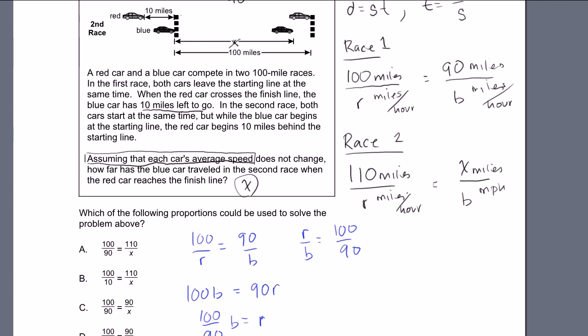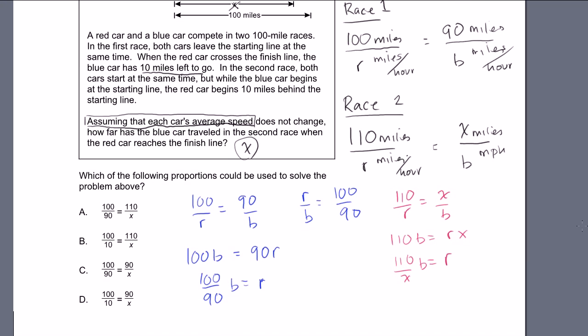Now, can we do the same thing here? From race 2, if we cross multiply, we have 110 over r is equal to x over b. If we cross multiply, we get 110 times b is equal to r times x. And then, if we divide both sides by x, we get 110 over x times b is equal to r.